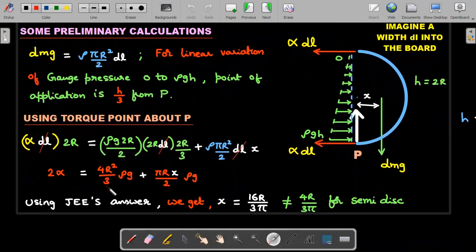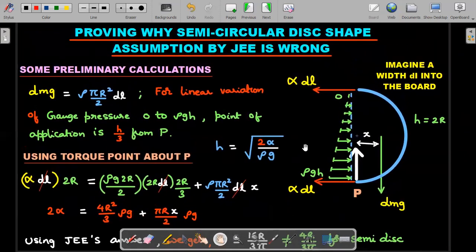So once you rearrange and solve for this x based on his assumption h is equal to 2r, for that I need this 2 alpha to be written. So I'll substitute the JE's answer. What was the JE's answer? JE's answer was h is equal to 2 alpha by rho g, was the assumption. So I substitute 2 alpha is rho g h square, and cancel all the unnecessary terms. I get x is 16r by 3 pi, which is 4 times of what is supposed to be for a semicircular disk, which itself tells you that the assumptions were so contradictory that you'll never have a semicircular disk.